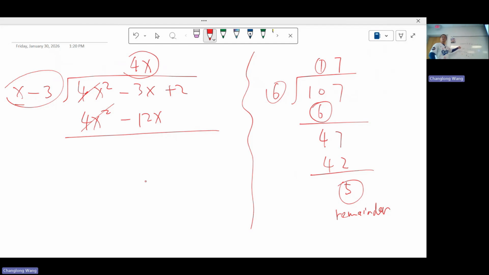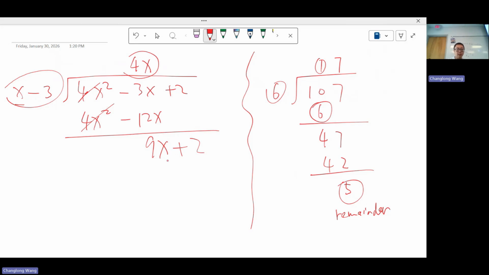Do you see that tricky thing? So people can start making mistakes as soon as the second line. All right, so you're getting positive 9x. And what do I do next? Bring that 2 down and start over, right? But this time, you're going to start with the first term here instead of the 4x squared because that has been taken care of, right?